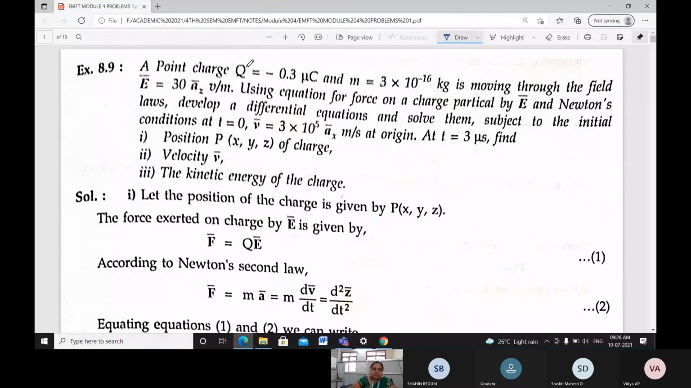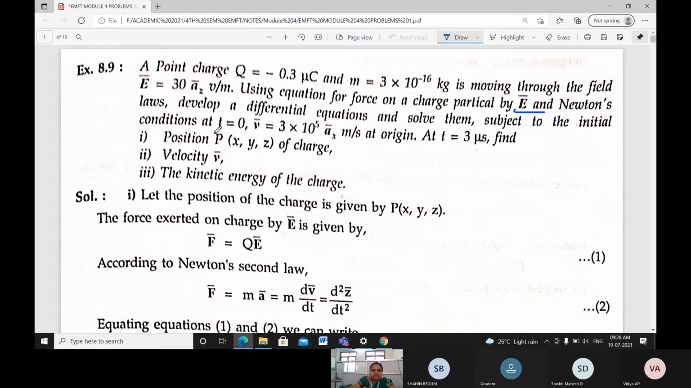The first module we'll take is a point charge Q, given as minus 0.3 microcoulombs, and M is the mass, 3 into 10 raised to minus 6 kg, moving through the field. The electric field intensity is given as 30 in the direction of az, volts per meter. Using the equation of force on a charged particle by the electric field intensity and Newton's laws, we have to develop a differential equation and solve it subject to the initial conditions.